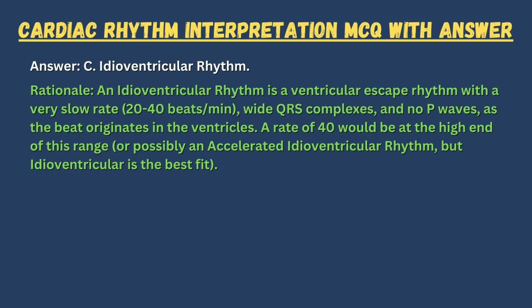Answer. C. Idioventricular rhythm. Rationale. An idioventricular rhythm is a ventricular escape rhythm with a very slow rate, 20 to 40 beats per minute, wide QRS complexes, and no P waves, as the beat originates in the ventricles. A rate of 40 would be at the high end of this range, or possibly an accelerated idioventricular rhythm, but idioventricular is the best fit.